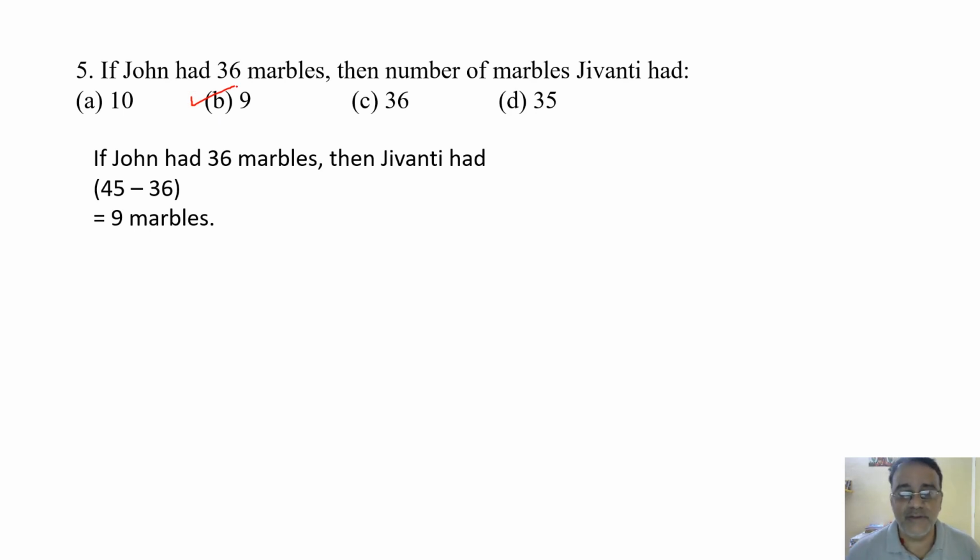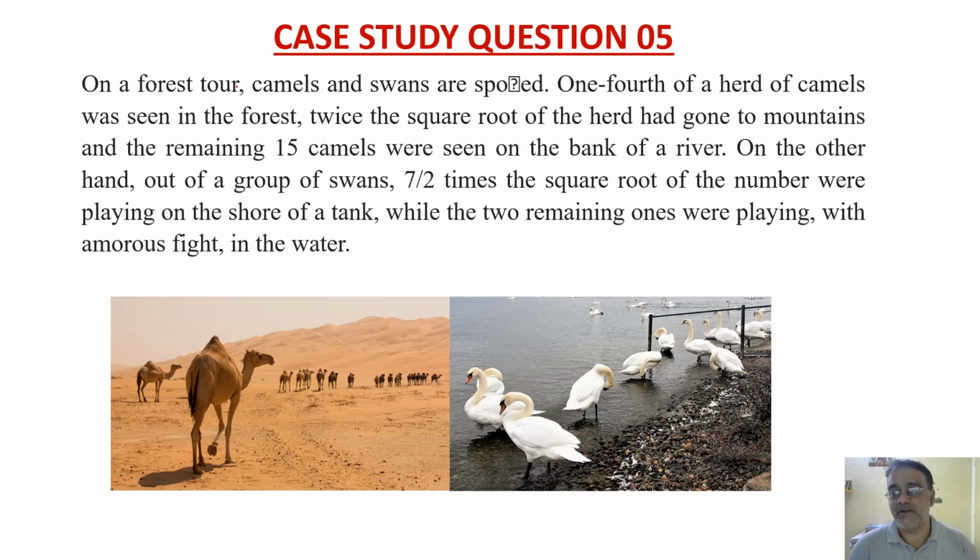Right. Now we are moving toward the next case study question. Question number 5. Total 10 marks, right? Now this is a very good question. On a forest tour, camels and swans are spotted. One fourth of a herd of camels was seen in the forest. Twice the square root of the herd had gone to mountains. And the remaining 15 camels were seen on the bank of a river.